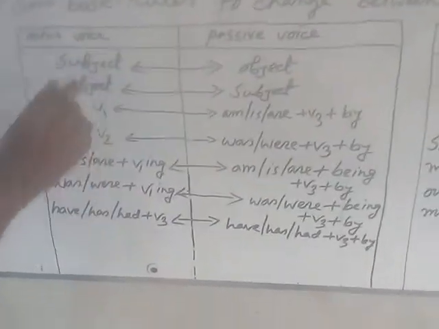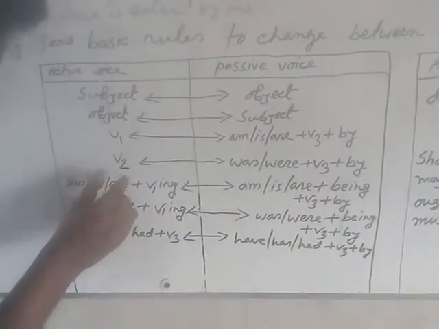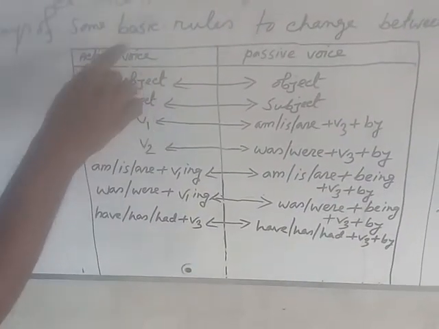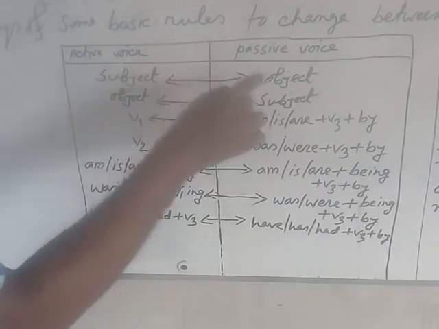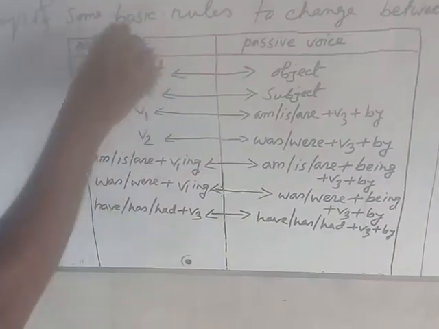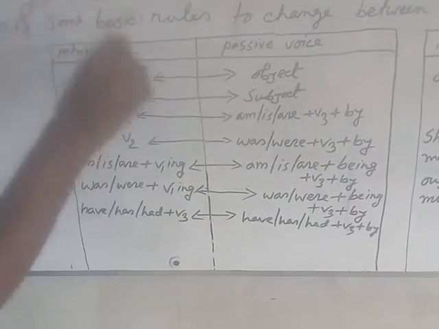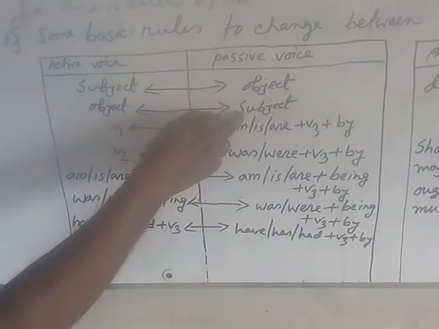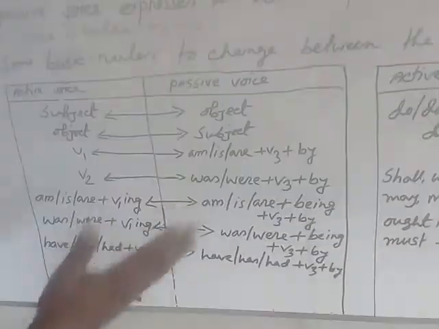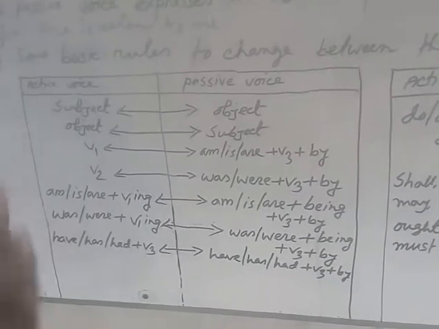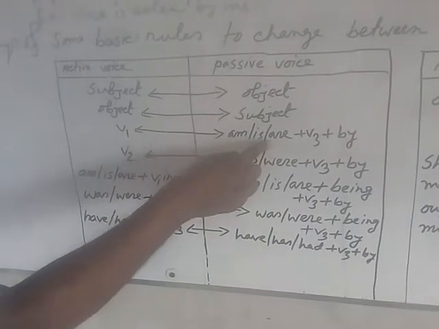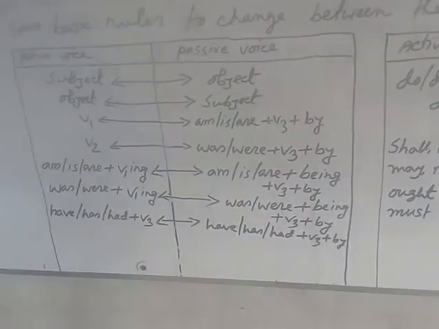Please look at the board. In the room of active voice, I have written subject. The subject will be changed into object. That means the subject of active voice will be changed into object in passive voice. In that way, object will be changed into subject, and in this way everything will be changed. I have uttered for you everything. Verb 1 will be changed into am is are plus verb 3 plus by.